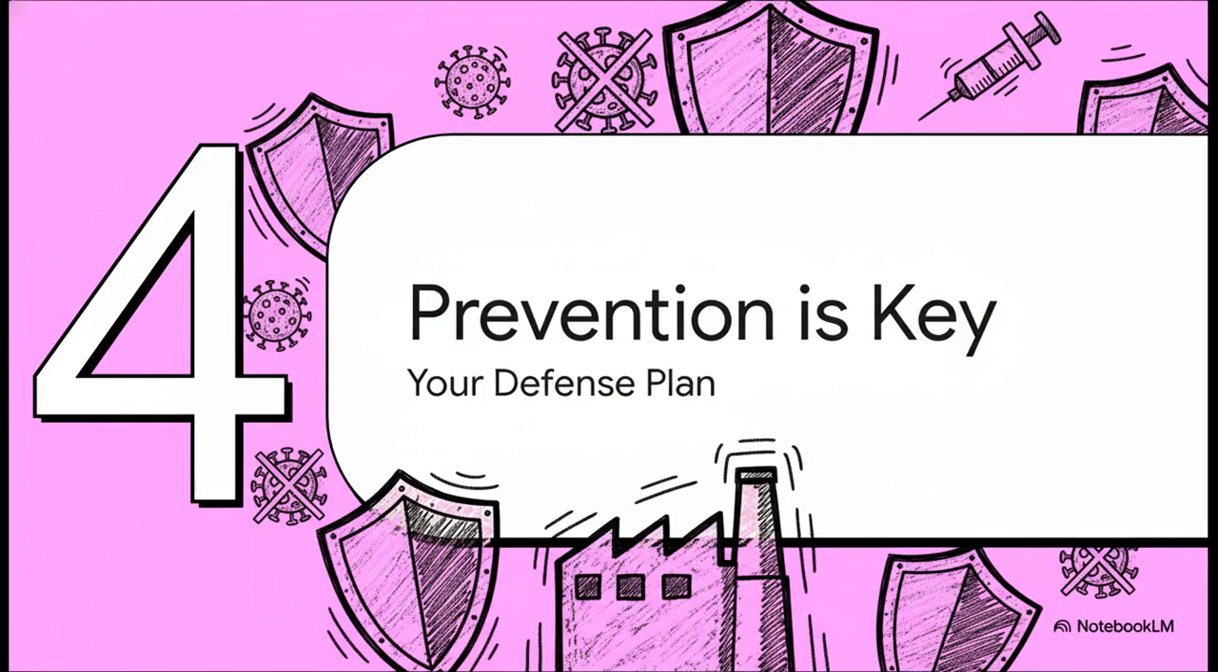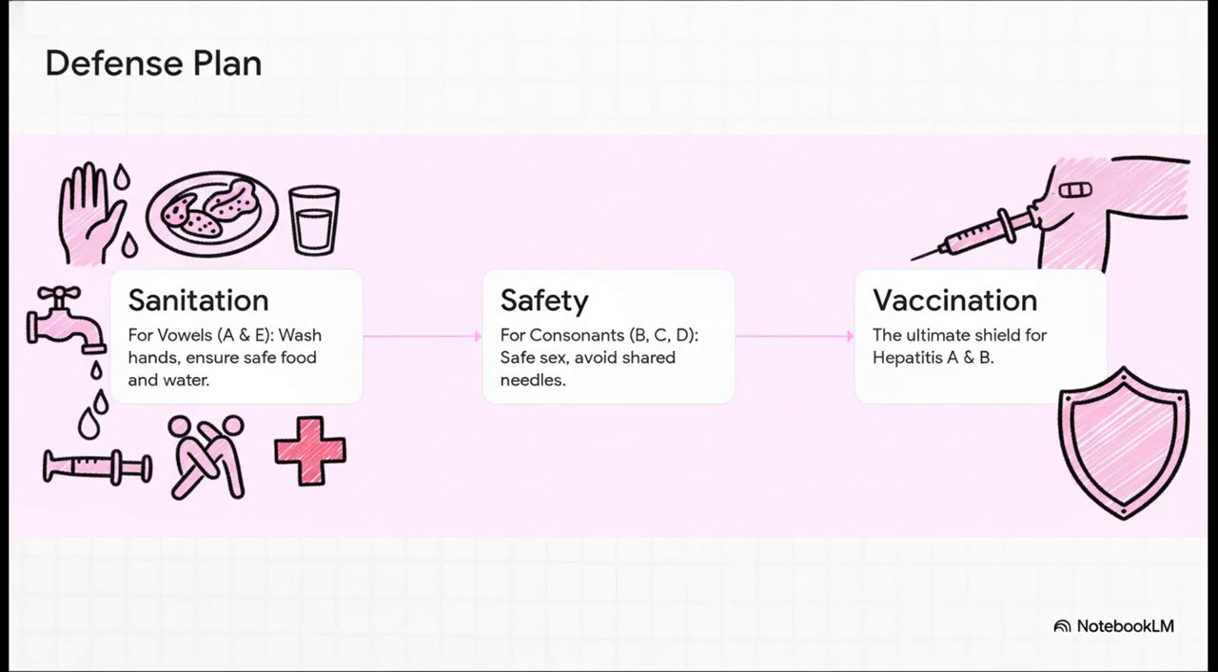Knowing the villains is half the battle, right? So now let's talk about defense. How do we protect our liver factory from these viruses? Well, the strategy is really all about prevention. Our defense plan boils down to a pretty simple 3-step strategy. For the vowels, A and E, it's all about sanitation. Simple stuff, washing your hands, making sure you have safe food and water. For the consonants, B, C, and D, it's about safety. Things like avoiding shared needles and practicing safe sex. And of course, the ultimate shield against some of these, vaccination.